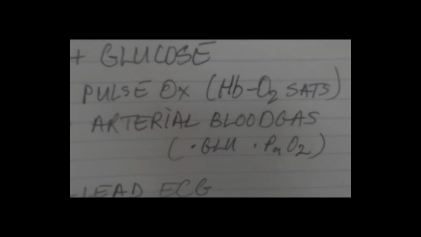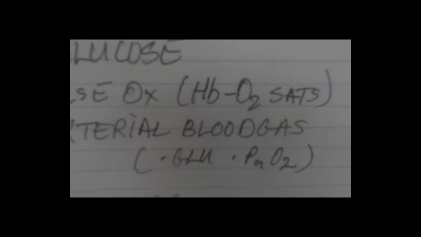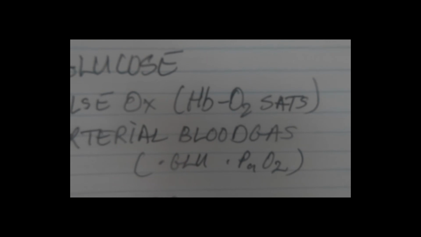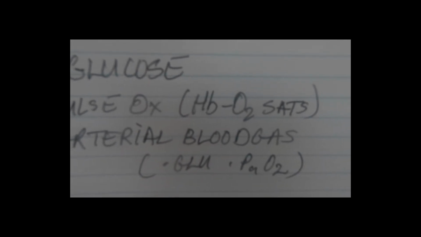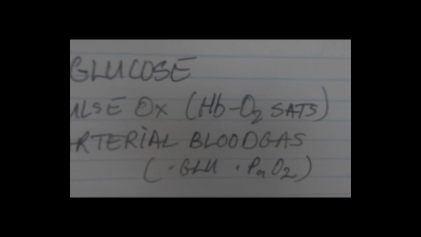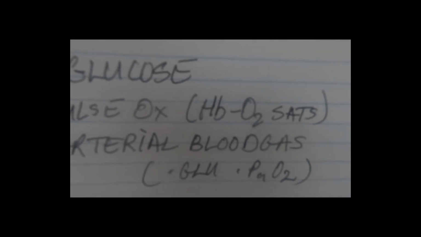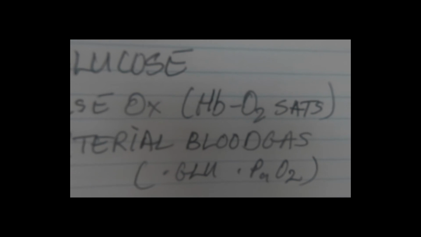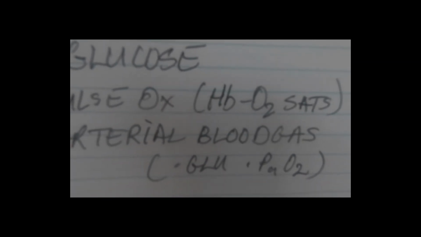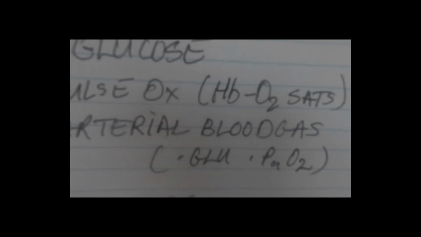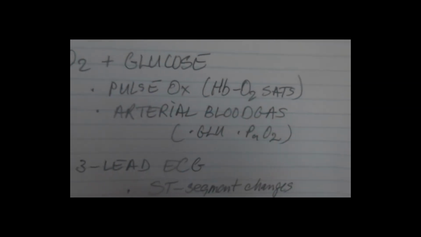But we can take an arterial blood gas which will provide us with information of what it really is like, that PaO2, and a blood gas also measures the blood glucose levels. So the blood gases look at other things as well, but you can see double whammy there for us, because we can really see how much oxygen and glucose is going around for that patient.